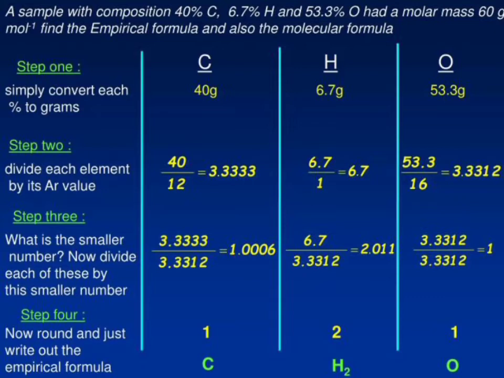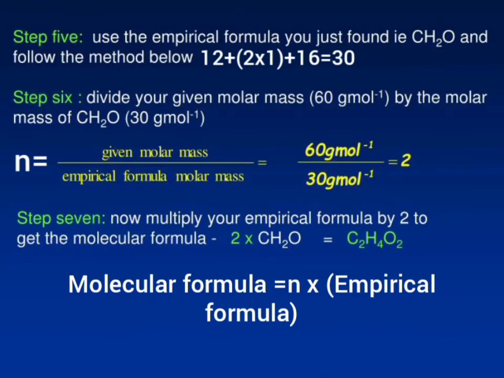The fourth step is to round these numbers and write the empirical formula using these numbers as subscripts. So we will get the empirical formula as CH2O. In the fifth step, use the empirical formula you have just found to find its molar mass. In the case of CH2O, the molar mass is 30 gram mole inverse.